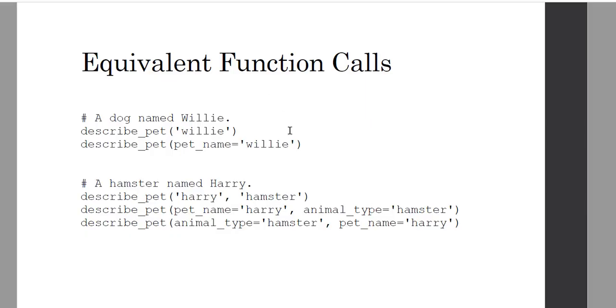Equivalent function calls. These are all different ways that you could call describe pet, and they would all work. We did describe pet Willie. We could say pet name equal Willie with a keyword. It doesn't matter. And with Harry, we could do positional with Harry and hamster. We could do keyword with pet name Harry and animal type hamster, and we could also switch the order. You can also have part positional and part keyword, and we'll see that as we continue through this chapter.